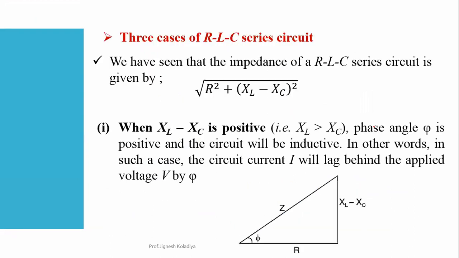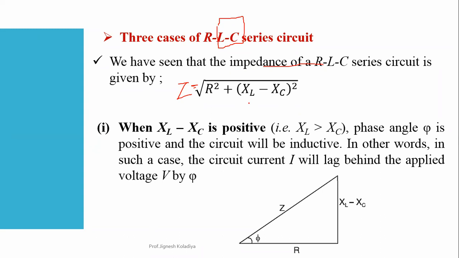Okay, now three cases we are going to discuss in case of RLC series circuit, because I told you circuit response is going to change based on the value of L and C. So already we know the impedance for RLC series circuit, and that is given by this equation: Z is equal to square root of R square plus (XL minus XC) whole square.